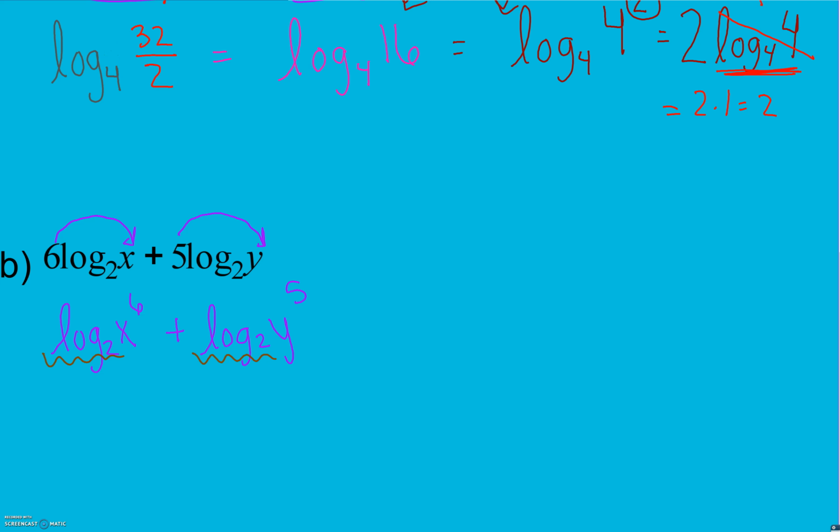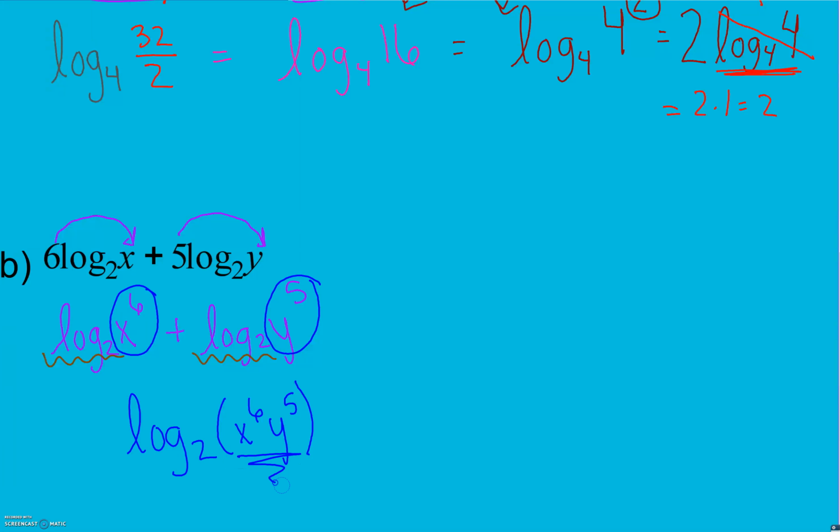Now, since our logs have the same base here, I can take log base 2, and I'm going to take these two pieces here using my product property, and I'm going to multiply them, x to the 6th times y to the 5th. I put parentheses there to show that it's log base 2 of this whole quantity, of that whole value. And that's all the further I can go there.